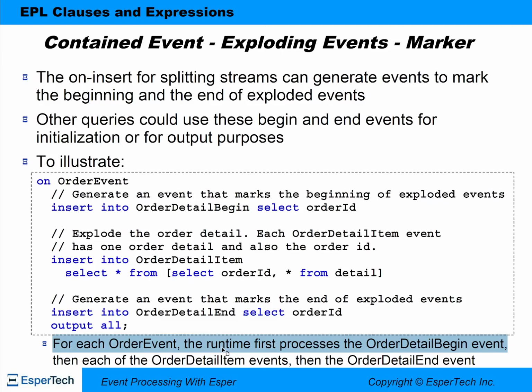For each order event, the runtime first processes the order detail begin event, then each of the order detail item events, then the order detail end event.